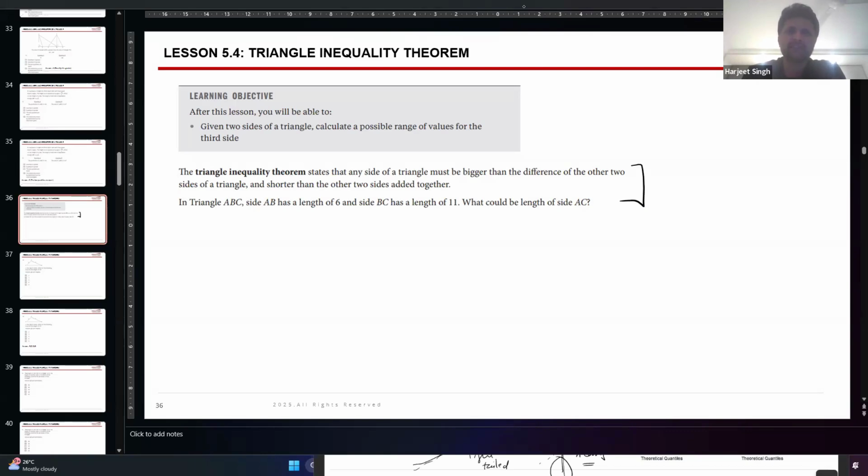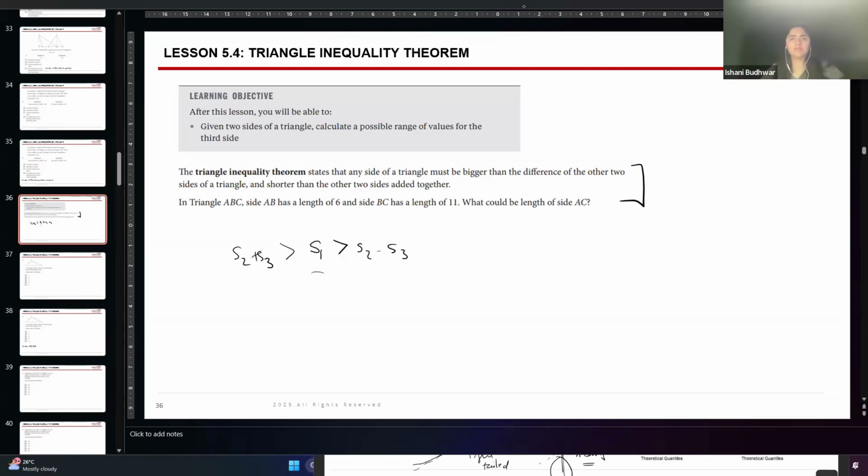which says that any side of a triangle must be bigger than the difference of the other two sides, which means side 1 should be greater than side 2 minus side 3 and shorter than the other two sides added together. So it should be less than the addition of the other two sides. So this places bounds on any side of a triangle with respect to the other two sides.